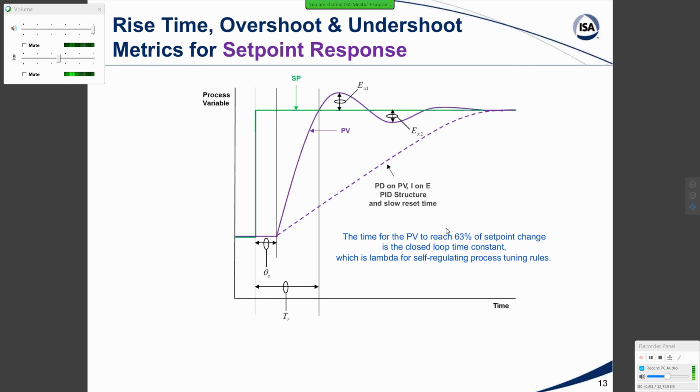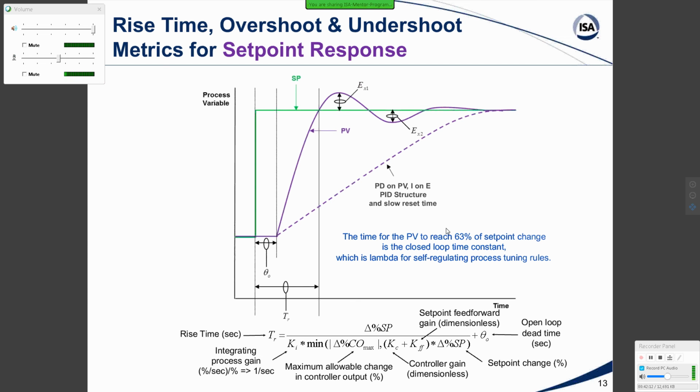So the time for the PV to reach 63% of the set point change is the closed loop time constant, which is lambda for self-regulating process tuning rules. Remember, lambda for near integrating is an arrest time, which is very important. For fast self-regulating loops, we can focus on lambda being a closed loop time constant, which is the way it is in internal model control.